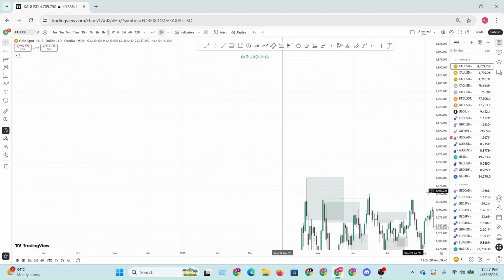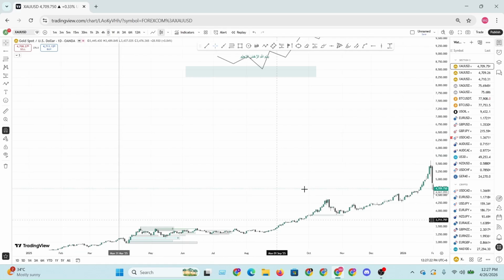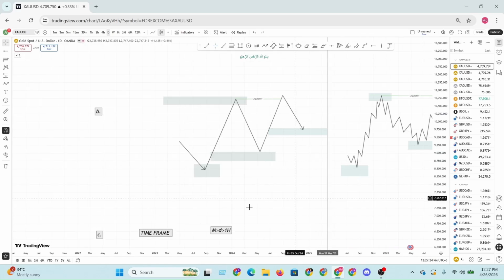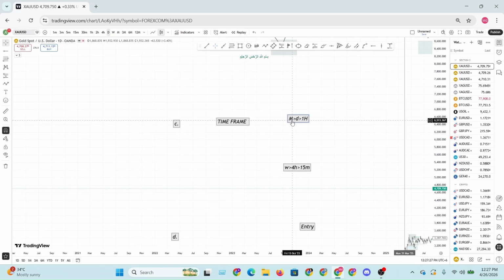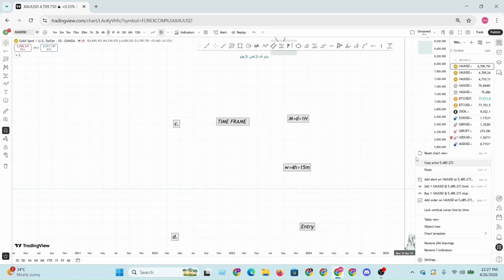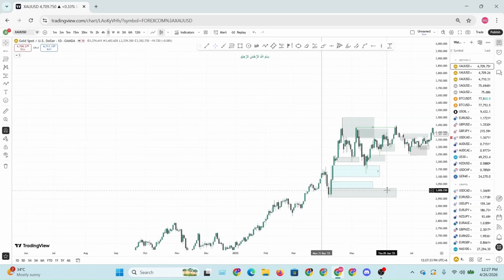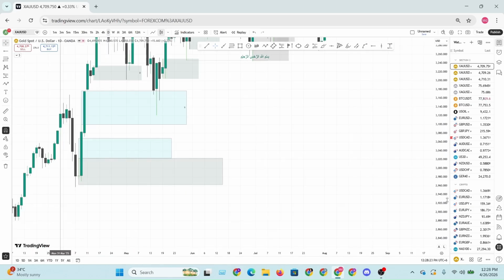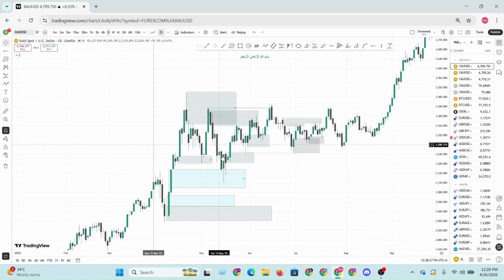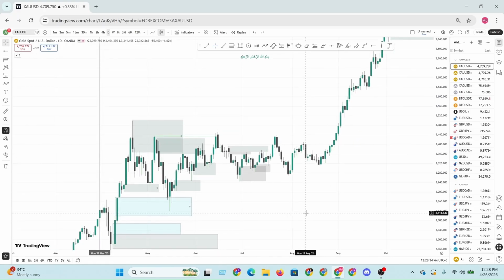The time frames we mentioned earlier, that we will use monthly, daily, and H1. So you see that the market moves from PY to PY, PY to liquidity, liquidity to liquidity, liquidity to PY. That's how the market actually moves.